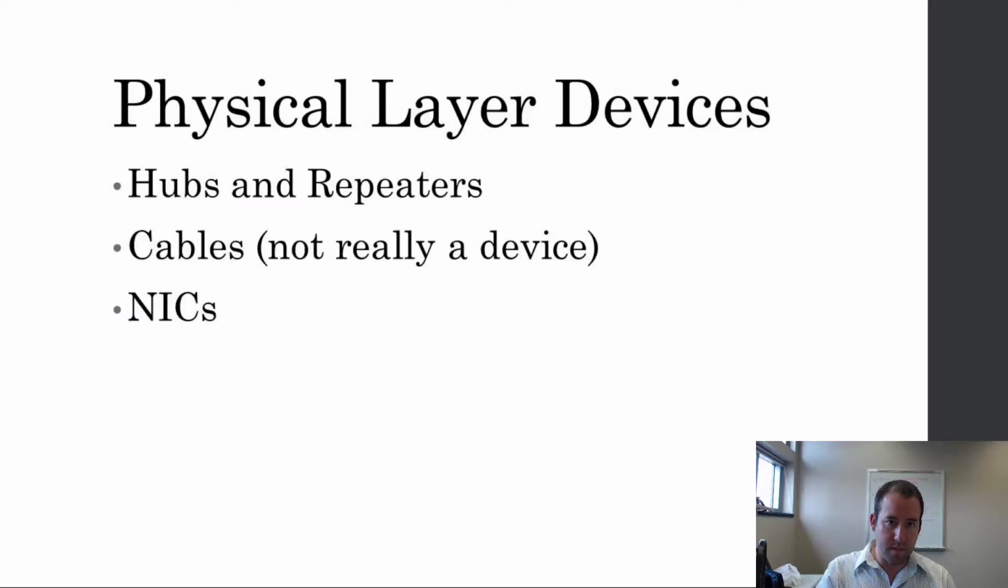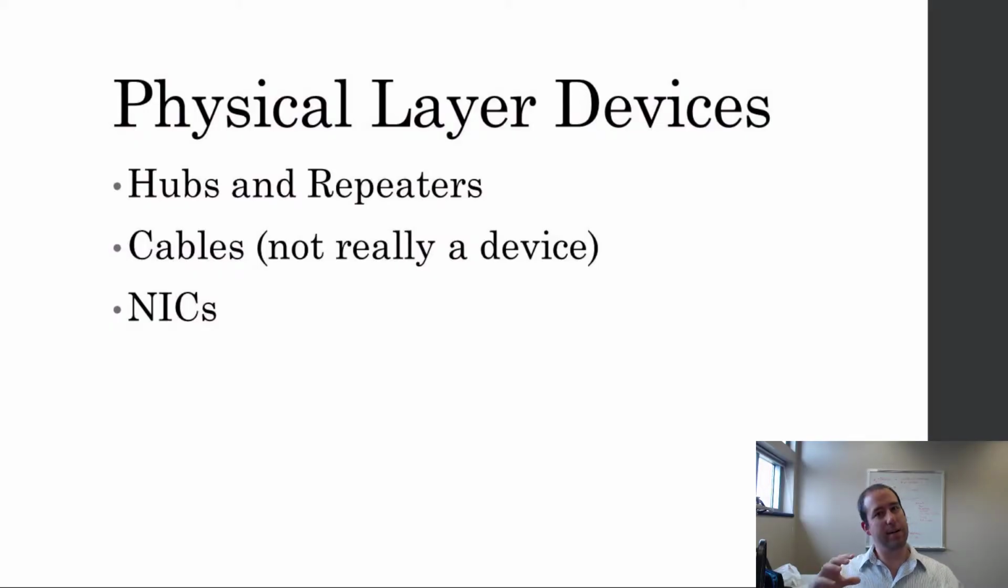So, physical layer devices. Physical layer devices are hubs and repeaters. A hub, we've already talked about in the switching video. Repeaters, a repeater is a hub with two ports. Takes information in one port, repeats it out the other port. That's all a repeater is.